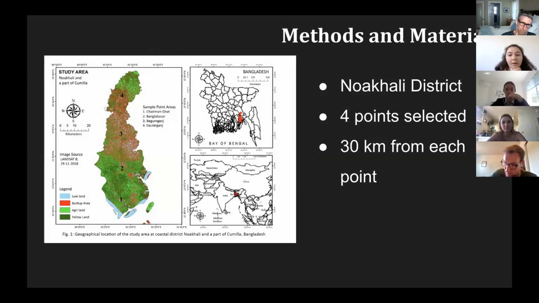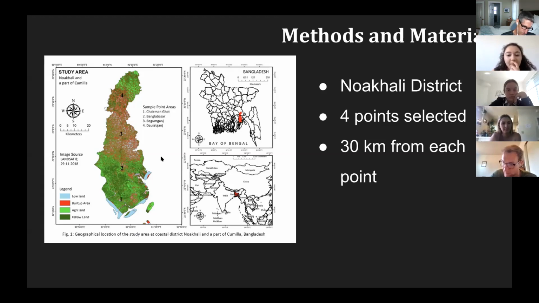So the methods and materials. This was done in the Noakhali District, and they chose 4 different points. And are you able to see my mouse? Okay. And so each part right here is about 30 kilometers. And so they kept it even.